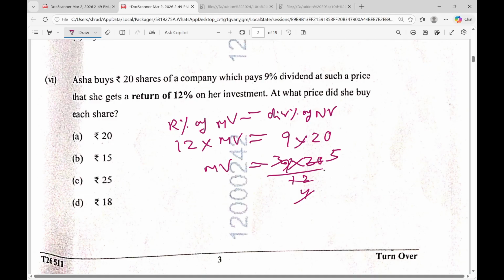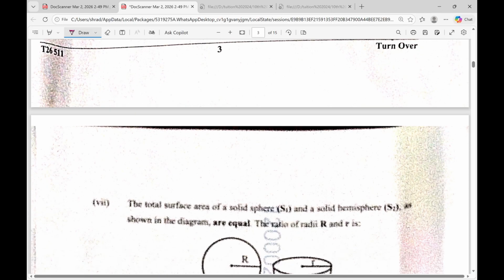This is your 15. MB equal to 15. This one. Next question.